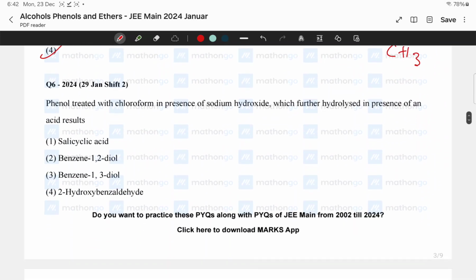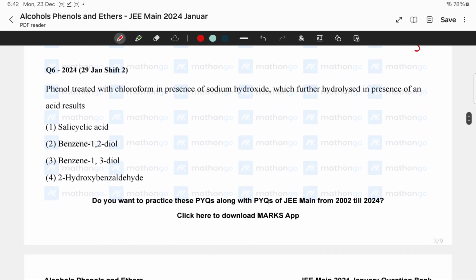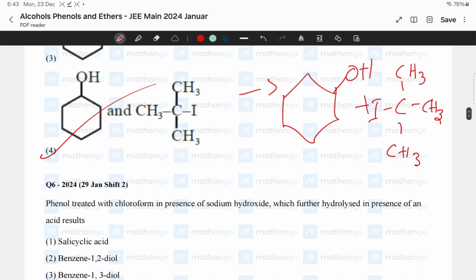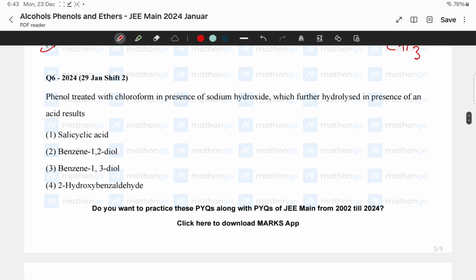Now question number 6. Phenol treated with chloroform in presence of sodium hydroxide, which is further hydrolyzed in presence of acid, results in what? This reaction is very important. We saw the same reaction in most of the questions, in the alcohol and phenol chapter. There are 2 or 3 important reactions. One is Kolbe's reaction. Second is the Reimer-Tiemann reaction.